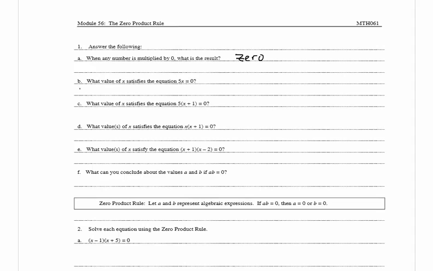In B, it says what value of x satisfies the equation 5x is equal to 0? And x would have to equal 0 because 5 can never equal 0.